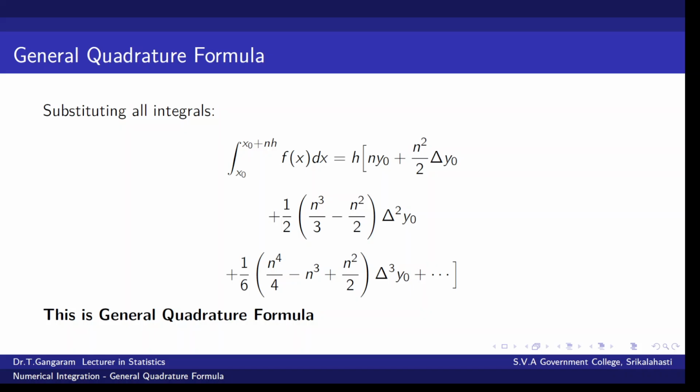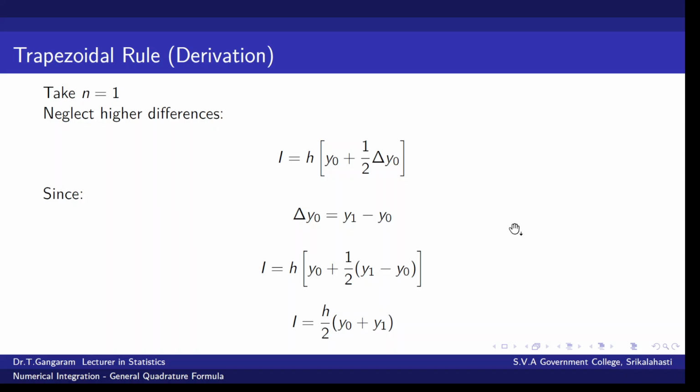Now, by using this general quadrature formula, we will get different formulas. First, the trapezoidal rule. Substitute n is equal to 1 in the general quadrature formula, ignoring the higher differences.